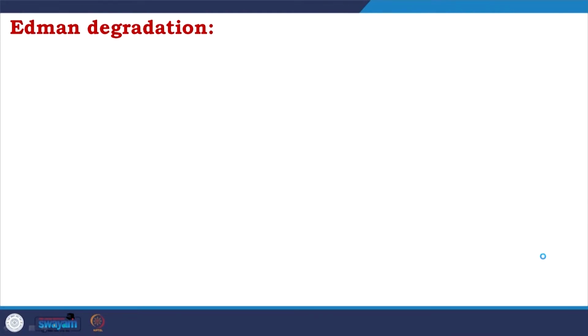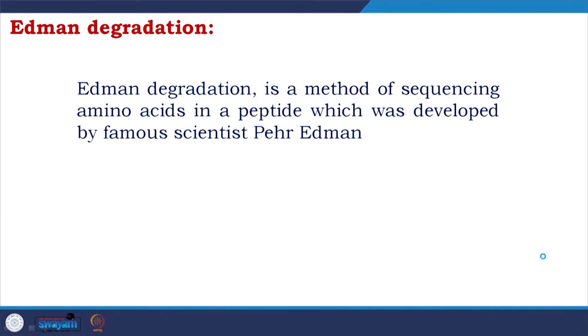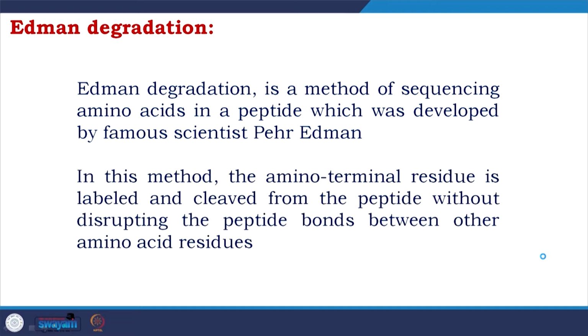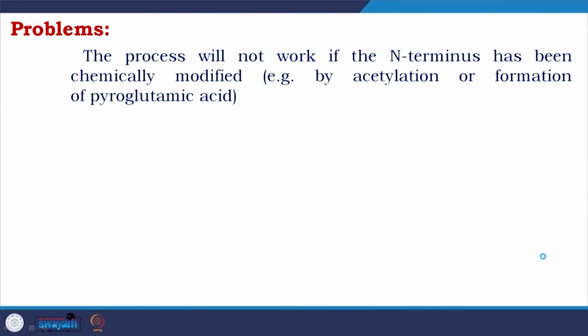What is Edman degradation? Edman degradation is a method of sequencing amino acids in a peptide which was developed by the famous scientist Pierre Edman. In this method, the amino terminal residue is labeled and clipped from the peptide without disrupting the peptide bonds between other amino acids. So, you could do that one by one. That is the beauty of the method. But it has a lot of problems.